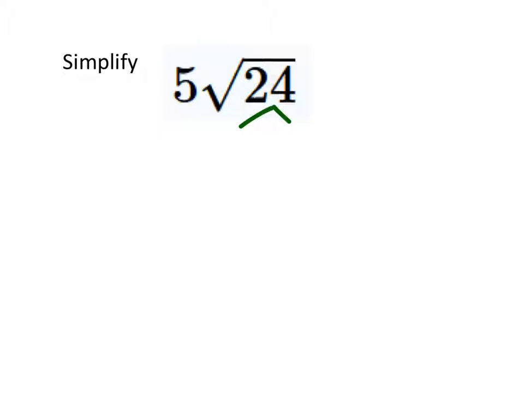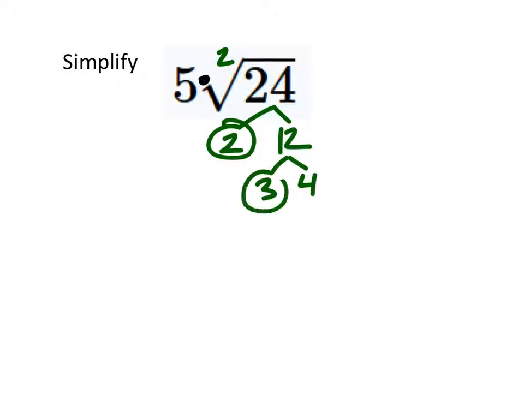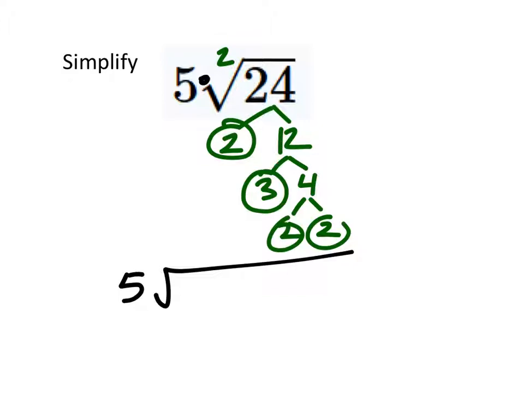So here we go. This is 5 times the square root of 24. I'm going to do the prime factorization of 24 just so I can see all of its factors. 24 is even, so it's divisible by 2, which is prime. It would be 2 times 12, and 12 is 3 times 4, or 6 times 2, whatever. And then 4 is 2 times 2. So what I end up with is 5 times the square root, and I'm going to move all the numbers that are the same next to each other: 2 times 2 times 2 times 3.